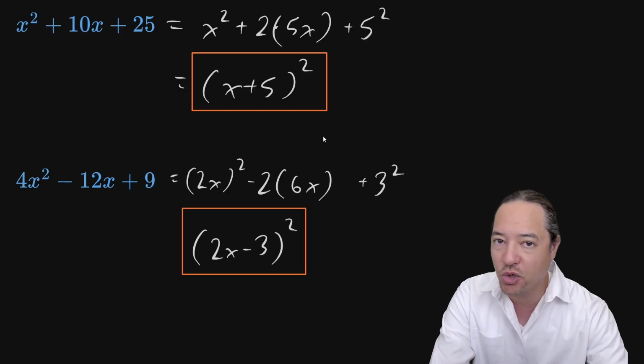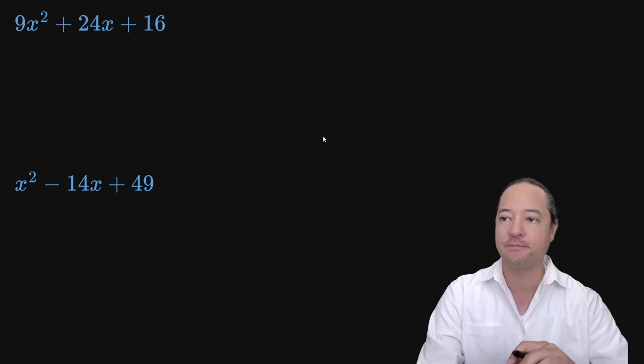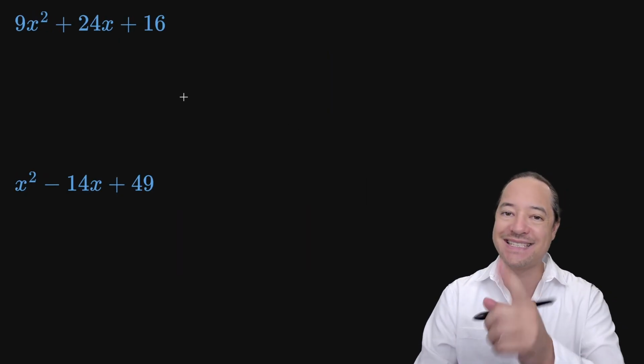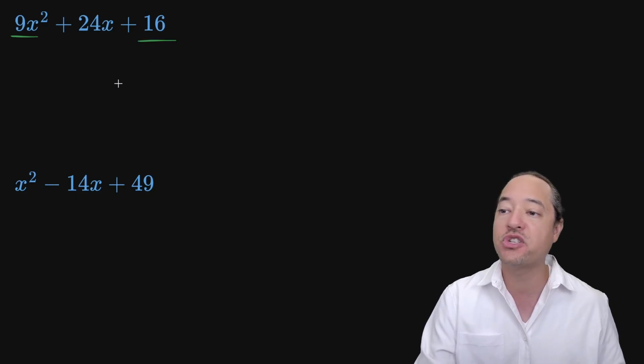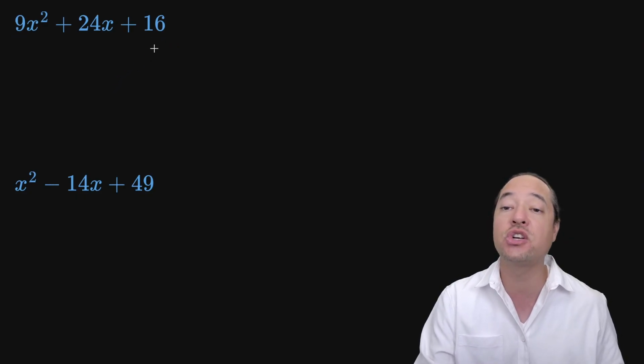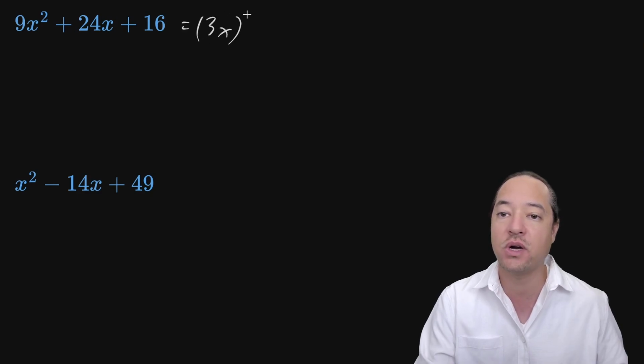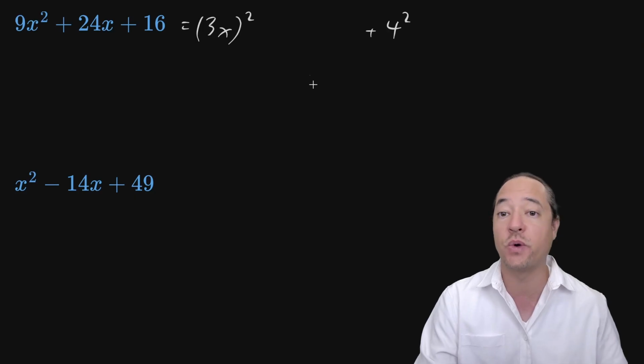Let's try two more and see how those go. Again, same thing here. I want to see whether these two numbers are perfect squares. They are, so that's a good start. Let's write this down as the quantity 3x squared, and here we're going to have 4 squared.